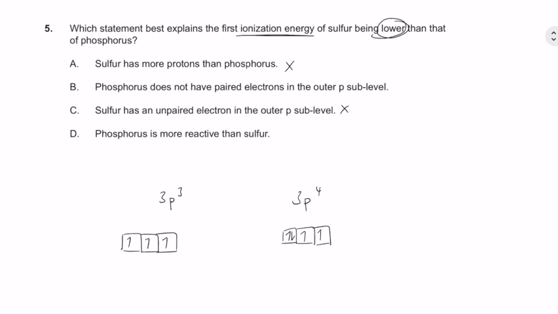Finally, D, phosphorus is more reactive than sulfur. So this is just simply an incorrect statement, and we can know this because if the first ionization energy of phosphorus is higher than sulfur, then it's harder to remove an electron, and so it is harder for the phosphorus to react. Because at the righter end of the periodic table, for those elements to react, they have to lose an electron to form an ionic bond with the elements on the far left of the periodic table. And therefore, the answer to this question is B.